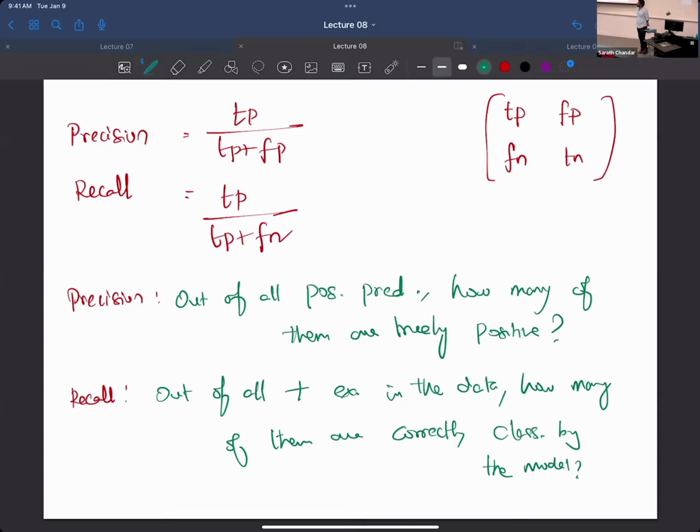For cancer, which is important? Recall is very important for cancer, right? By the way, they're both important in general, it's just that one is more important than the other. So in the case of the cancer example, recall is really, really important. If someone has cancer, I really want my model to predict that correctly. Now, can you give me an example where precision is more important?